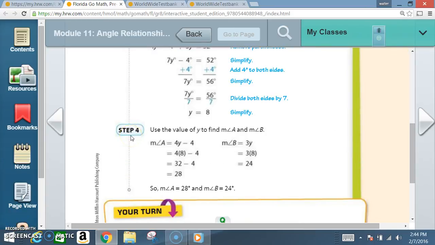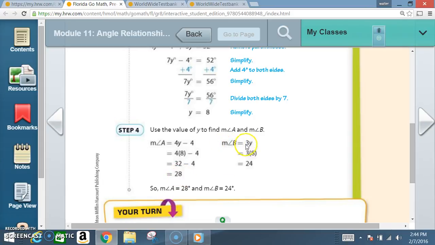All right, so in step 4 is where we're going to explain the rest. Use the value of y to find the measure of angle A and the measure of angle B. The measure of angle A was equal to 4y minus 4. Well, y was equal to 8. So now I've got 4 times 8 minus 4. I'm going to use my order of operations. What's 4 times 8? 32. So now I've got 32 minus 4. And what is 32 minus 4? 28.